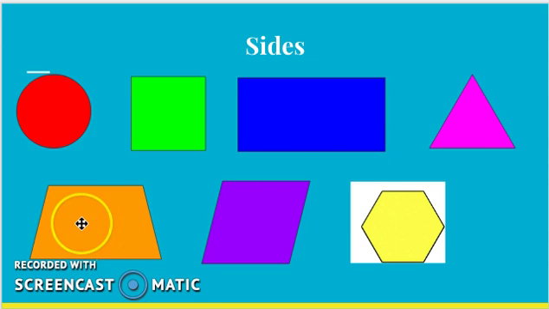Now look at the trapezoid. Think about how many sides a trapezoid has. If you counted 4, you are correct. Now think about the circle. Does a circle have any sides? A circle does not have any sides. Now look at the hexagon. Think about how many sides the hexagon has. If you got 1, 2, 3, 4, 5, 6, you are correct.